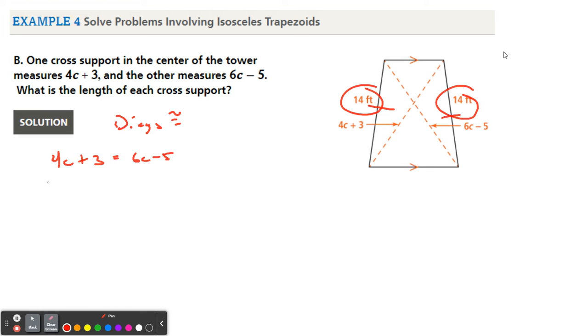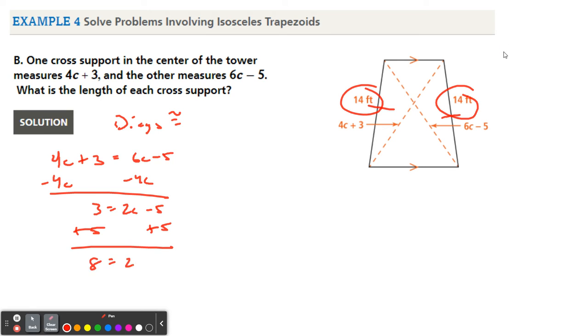No like terms on one side or the other side, so we're going to combine across the equal sign. Let's subtract 4c. 3 equals 2c minus 5. Now we get c by itself. Add the constant, the 5. 3 plus 5 is 8. And now that 2 is multiplying, so divide by 2. And we get a c value of 4.